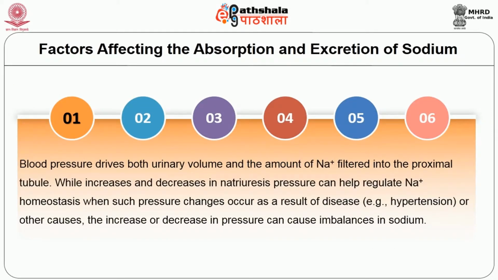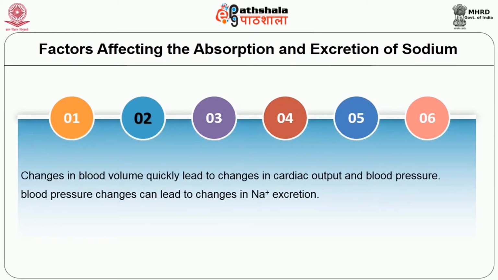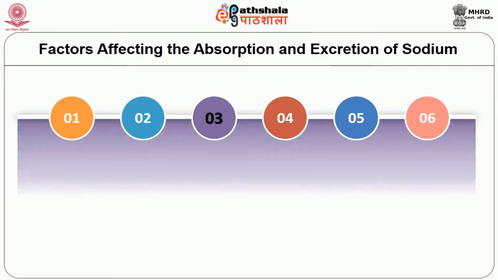Factors affecting the absorption and excretion of sodium. Blood pressure drives both urine volume and the amount of sodium filtered into the proximal tubule, while increases and decreases in natriuresis pressure can help regulate sodium homeostasis. When such pressure changes occur as a result of disease like hypertension or other causes, the increase or decrease in pressure can cause imbalance in sodium. Changes in blood volume quickly lead to changes in cardiac output and blood pressure. Blood pressure changes can lead to changes in sodium excretion.